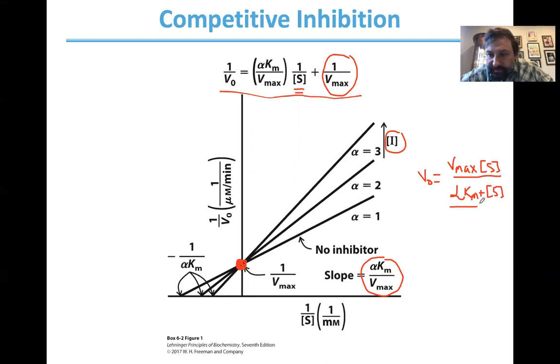You can also see it here, right? So if the substrate concentration becomes so large that this term, alpha Km, becomes too small compared with the substrate concentration, then V naught will equal Vmax. You will just simply cancel out the two substrate concentrations, and V naught will equal Vmax. All right, so this is a case of competitive inhibition. Any questions?